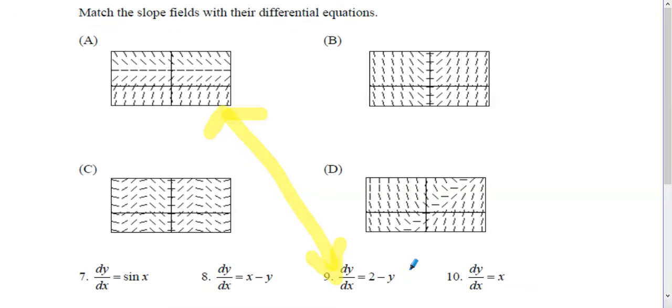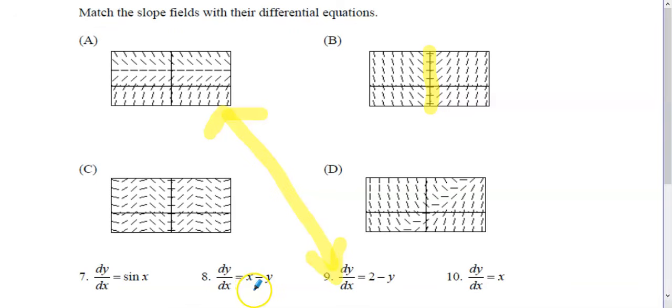Let's move on to B. If we look at slope field B, do you notice any places where you have 0 slope? Well, in this case, it looks like it's straight up and down the y-axis. What's true about all those points on the y-axis? All of those points on the y-axis have an x value of 0. Do any of my differential equations have that property of being equal to 0 when x is equal to 0? If you look at number 7, sine of 0. Well, sine of 0 is 0, so this has that property.